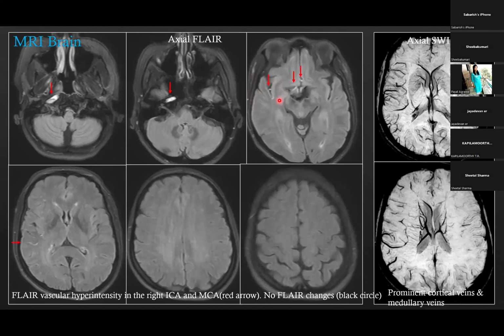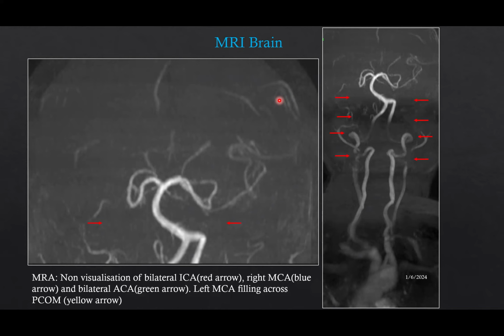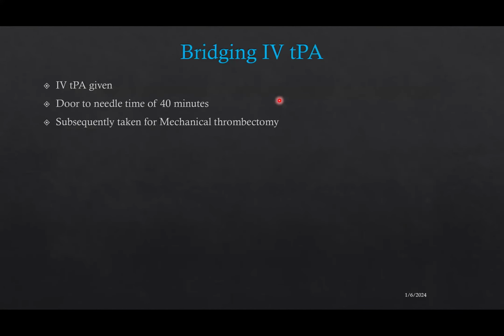Angiogram: both ICAs are not seen. On the right side, even the intracranial arteries are not seen, whereas there is faint filling of the intracranial arteries on the left side. So I was not sure what the etiology of the stroke was, at least based on the imaging, because she was within the window. IV TPA was given and then she was taken up for mechanical thrombectomy.